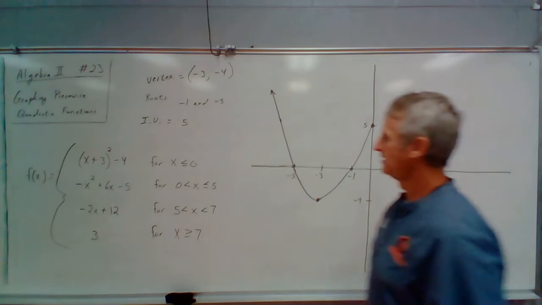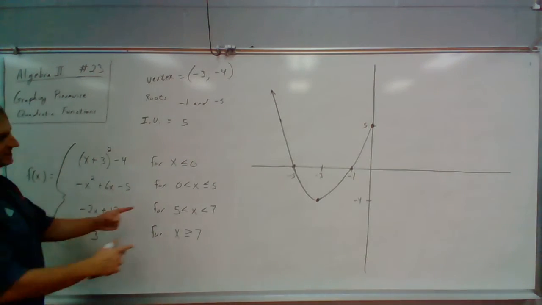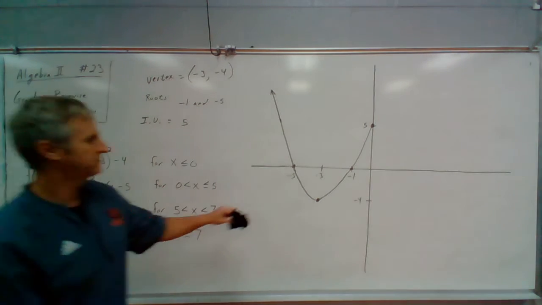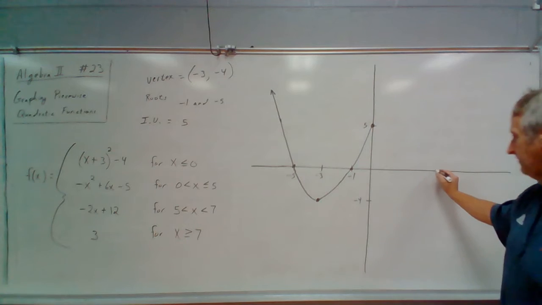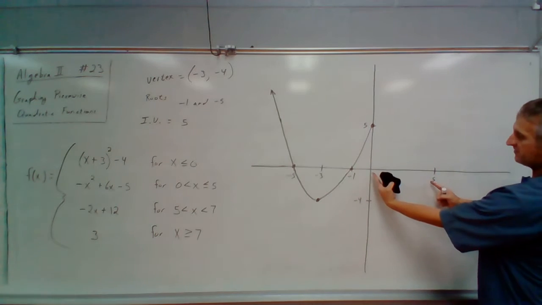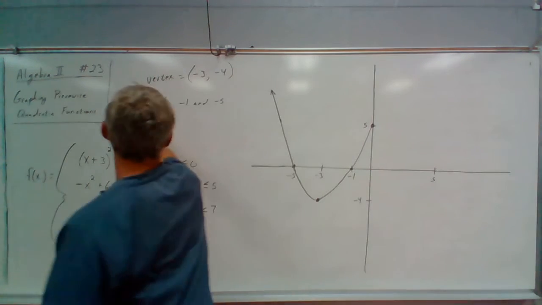Alright, good. Let's graph the next equation. Notice it only applies between 0 and 5. So when I get out here to 5, I'm going to have to stop. I can only graph it from 0 to 5. Alright, so let's see what we can figure out about it.